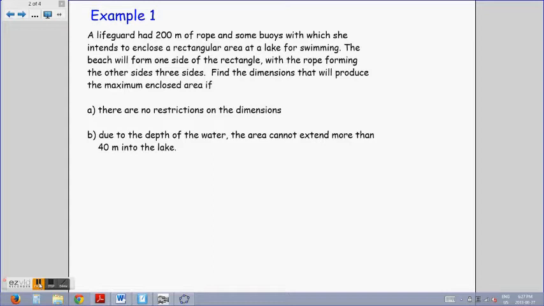So I know you've seen these questions before. Perhaps you used quadratics in order to solve them. What we're going to do today is look at using calculus in order to solve these types of optimization questions. So the first thing that I always do in solving these questions is draw a diagram.